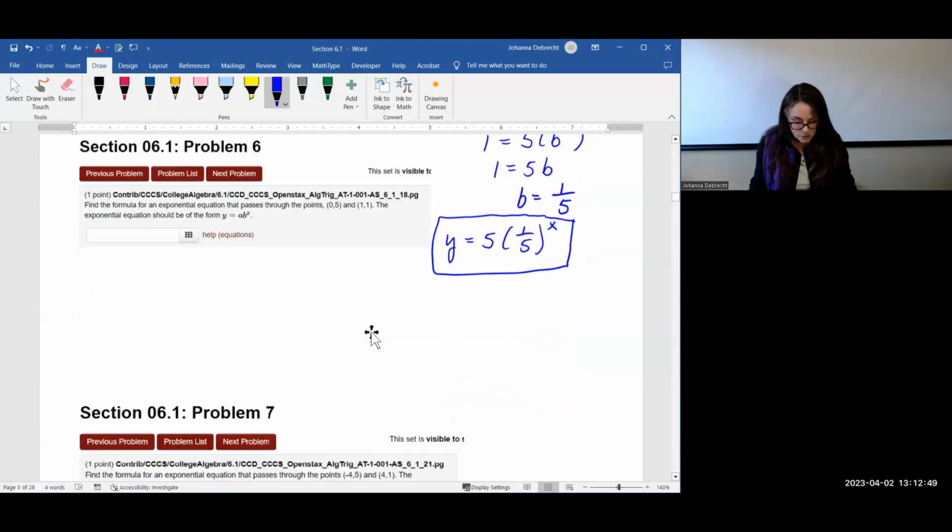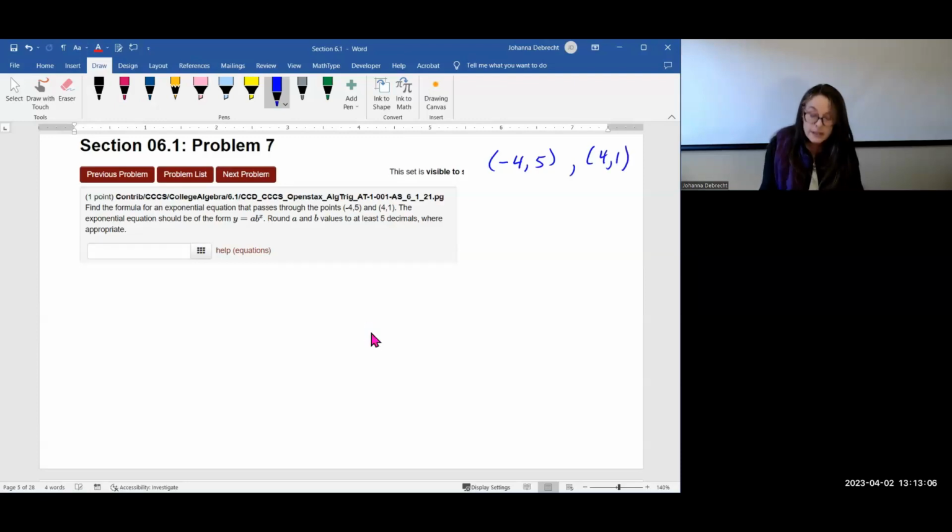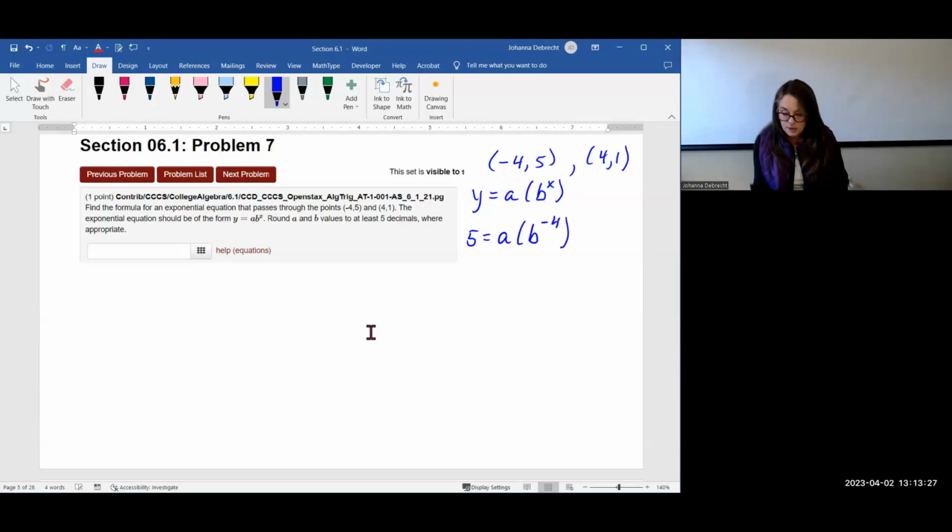All right, let's move on to a very similar problem. This is problem 7, doing the same thing, but this time we weren't given the initial value. So we have 2 ordered pairs, (-4, 5) and the ordered pair (4, 1). Now I know that both of these are on my exponential equation, and my exponential equation is a times b to the x. So I'm going to use each ordered pair to write an exponential function. So using the first, I have 5 equals a times b to the -4 power, right?